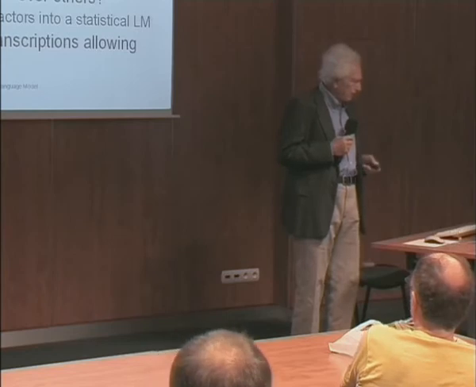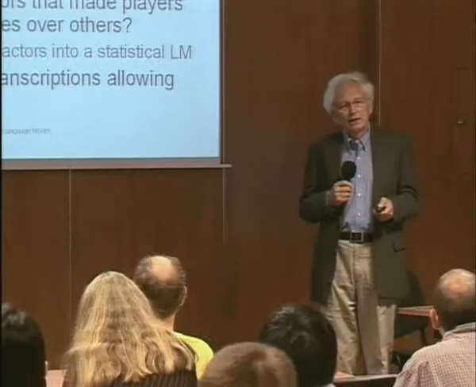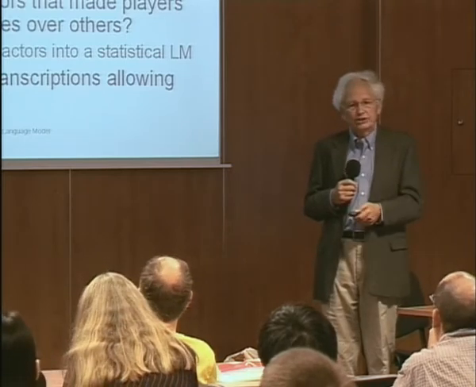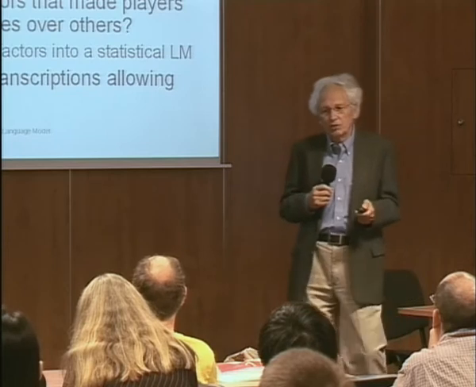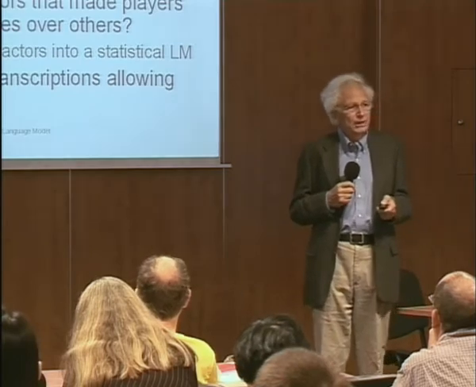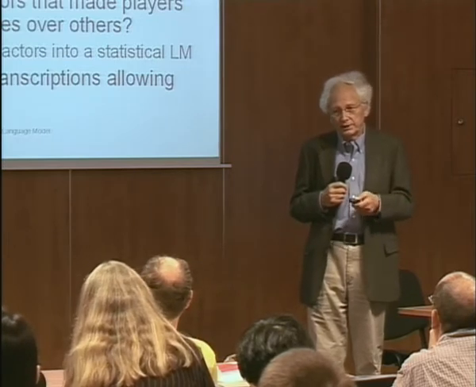I'm going to give you a demonstration of this, but it's clear that to get statistically valid results, we must be able to find the path through a lot of confusion networks. And once we do that, we would of course like to extract what questions the human performers asked themselves when they made their decisions. And then, knowing what information their guesses were based on, presumably construct a new kind of language model that would be based on the same types of questions.